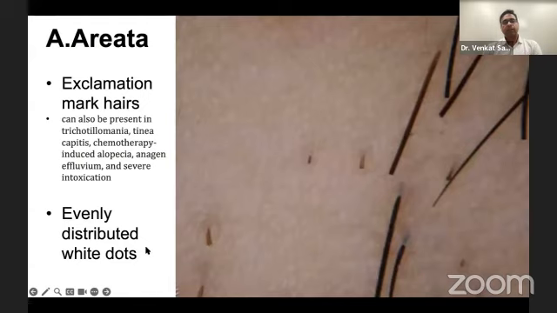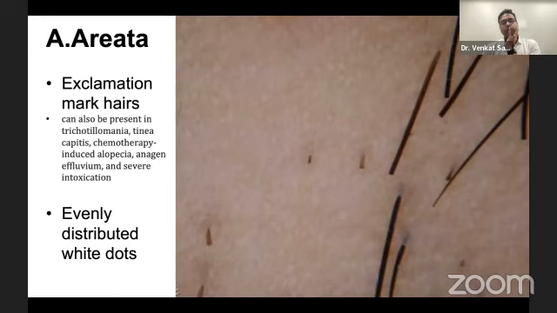So exclamation mark hairs, a lot has been talked about them, but they're not specific for alopecia areata. They can also be seen in trichotillomania, tinea capitis, chemotherapy-induced alopecia, anagen effluvium, severe intoxication. But the clue is that in alopecia areata, the white dots are evenly distributed. Can you see that? Because there's no scarring. The white dots here, that's a white dot, that's a white dot, white dot, white dot. They're all evenly distributed because the hairs are still alive.